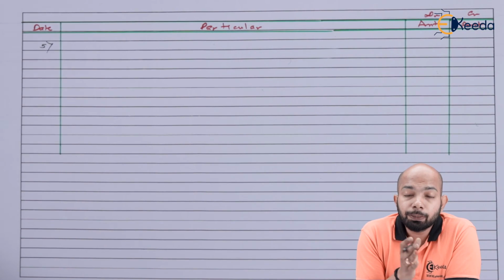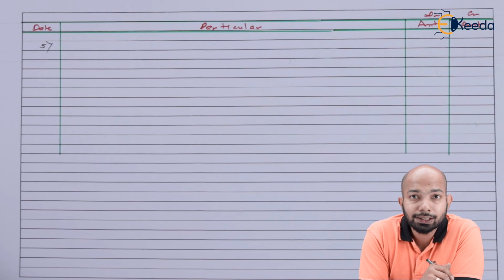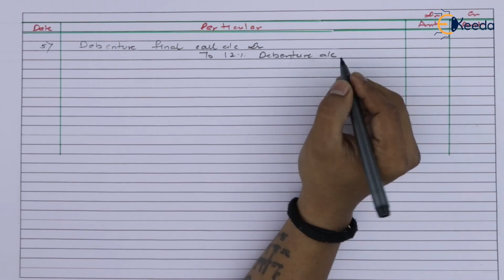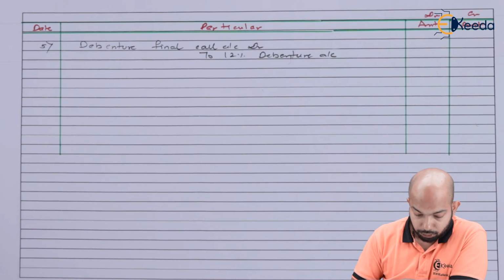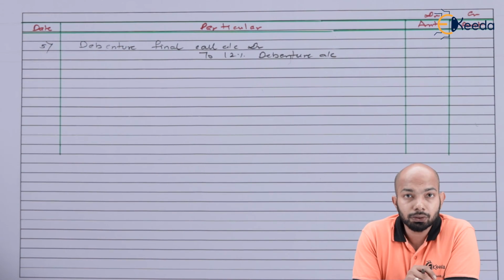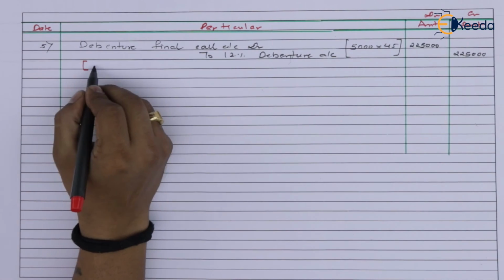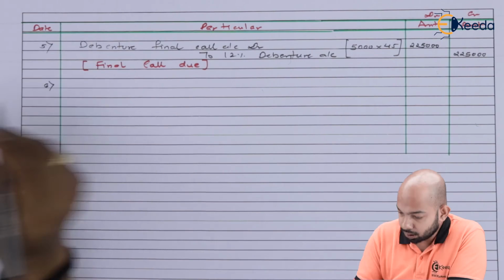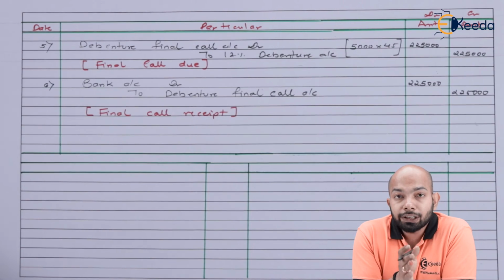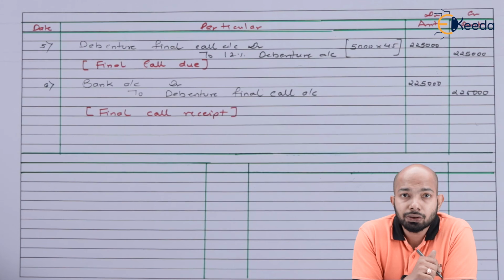Now the second last entry will refer to final call due, and the last will be receipt of final call. Let's pass both these entries now. On final call, we are supposed to receive 45 rupees. So that is a total of 2,25,000. Now the last entry will be receipt of final call. Now that we have cleared all the entries, it's time for us to prepare the balance sheet, which is the last part of this illustration.